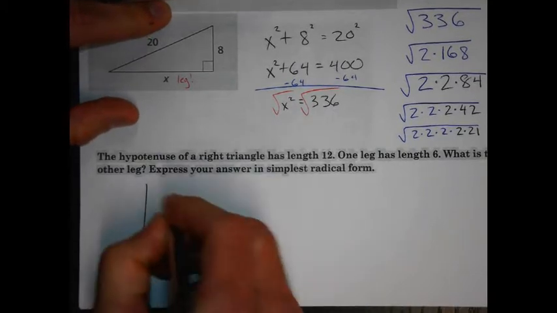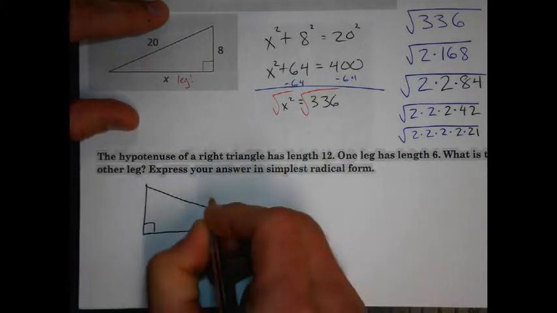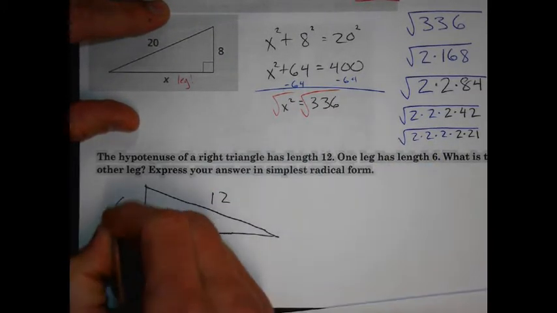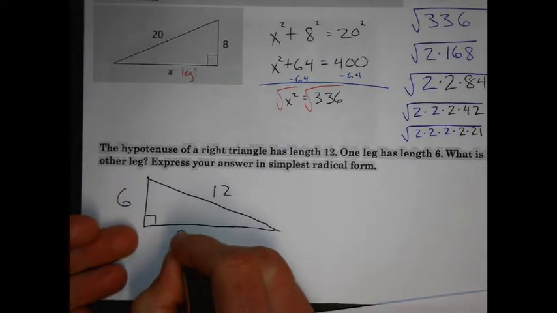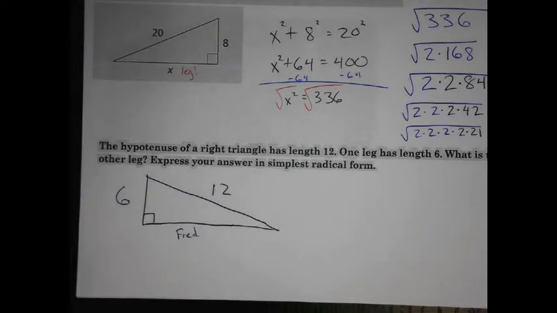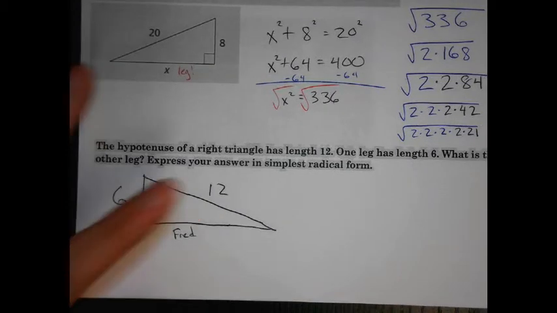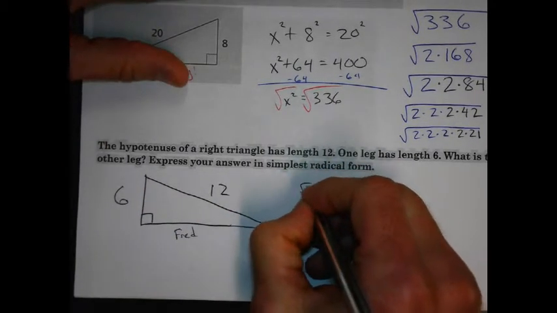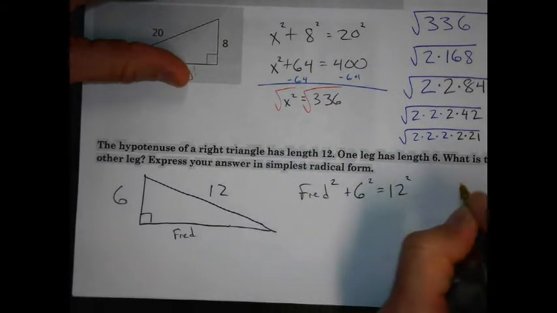So we have a picture, and the first thing it says is, well, the hypotenuse is length 12. Let's do that. One leg has length 6. There, we've done that. What's the length of the other leg? I'll call it Fred. Okay, so Fred is the other leg. So how does this work? Well, we know the Pythagorean theorem. The sum of the squares of the legs is equal to the square of the hypotenuse. So let's set up the squares of the legs. So we know that we will have Fred squared plus 6 squared would equal 12 squared.